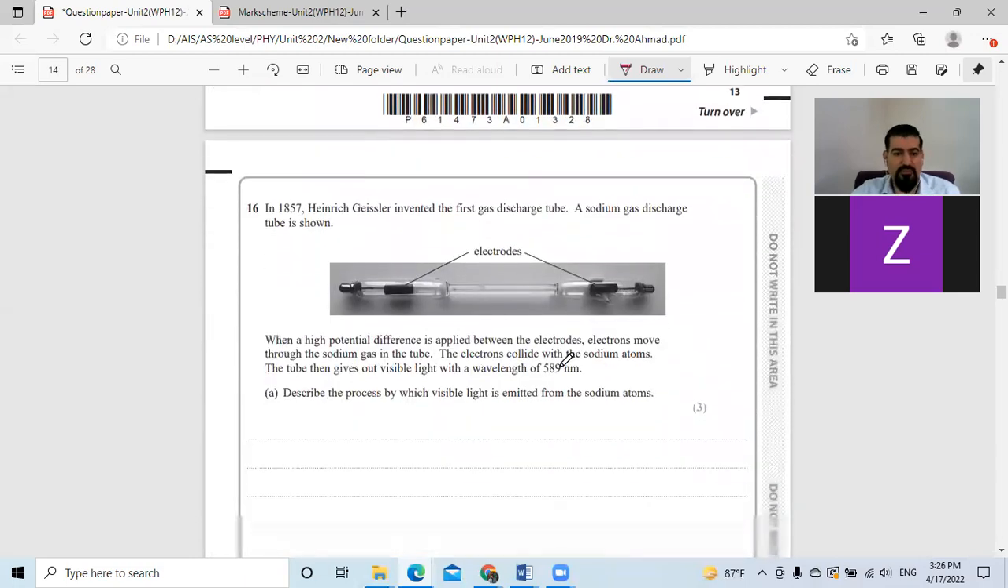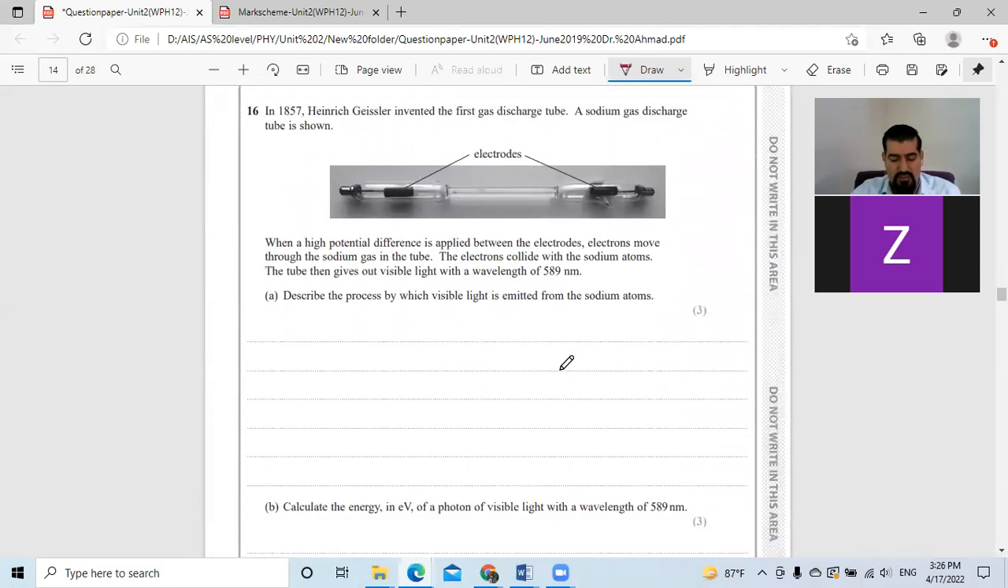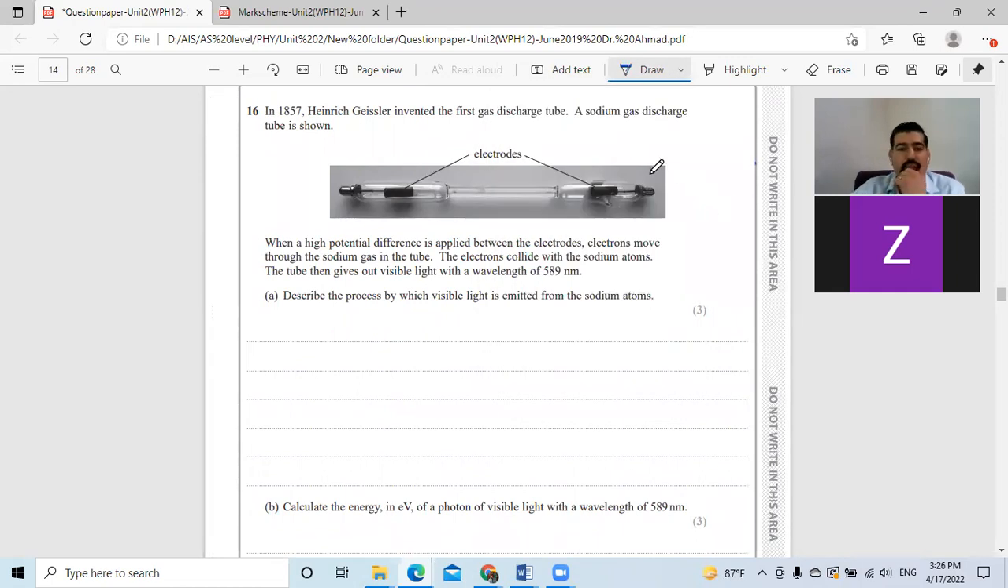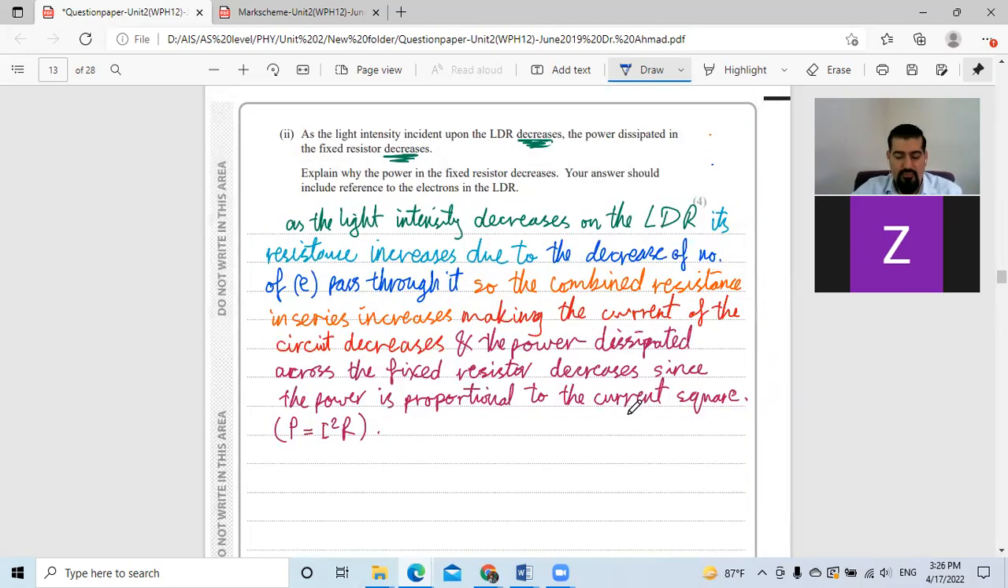You are welcome, Shahid. In question 16, that talks about photoelectric effect. Okay, sorry, the energy level. I'm sorry, energy level. In 1857, okay, yes, I need to take screenshot. No problem, take screenshot.